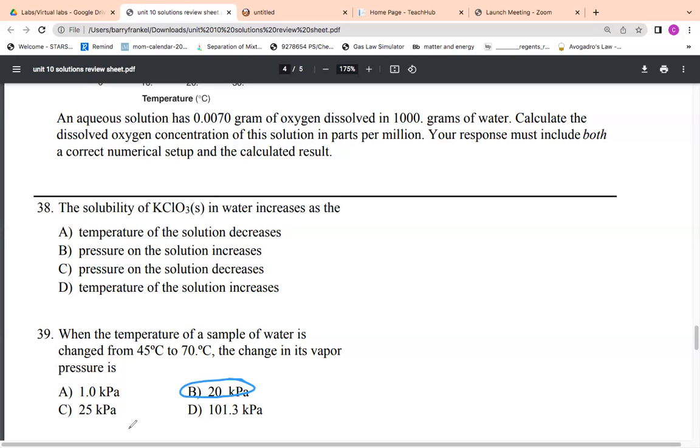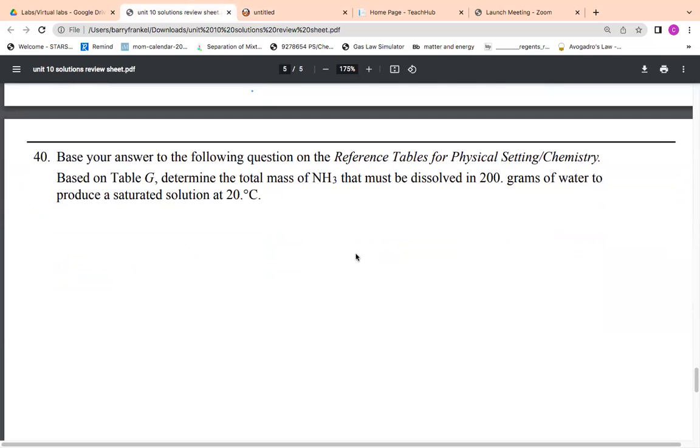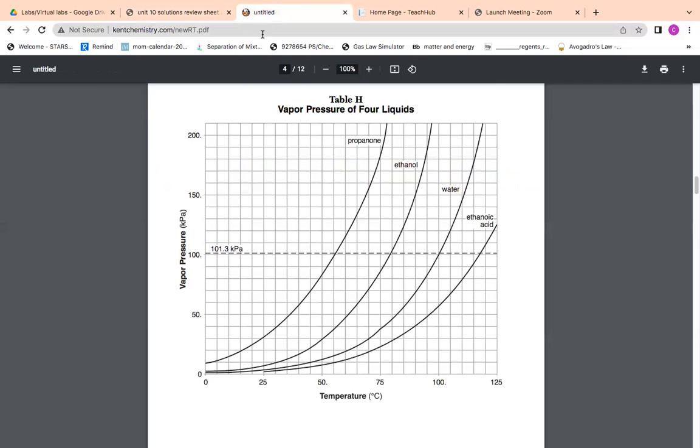And then lastly, take a look here. Number 40. Based on table G, determine the total mass of NH3 that must be dissolved in 200 grams of water to produce a saturated solution at 20 degrees Celsius. So here's another example of where you have to really read carefully. This is saying in 200 grams of water, but table G gives us everything in 100 grams of water. So instead of dividing by 2 like we did in the other one, here we're going to have to double our answer. So we're going to have to eventually multiply something by 2.